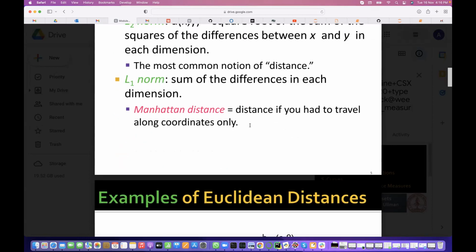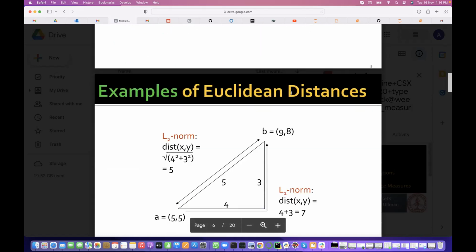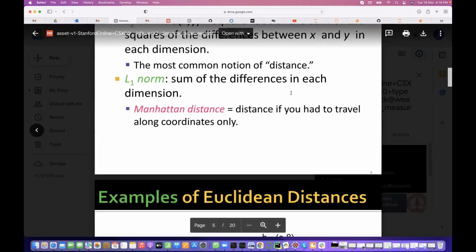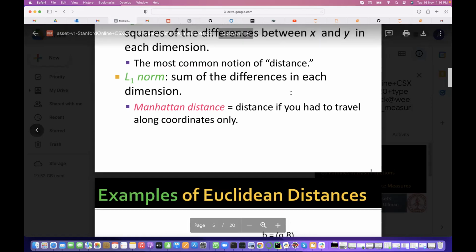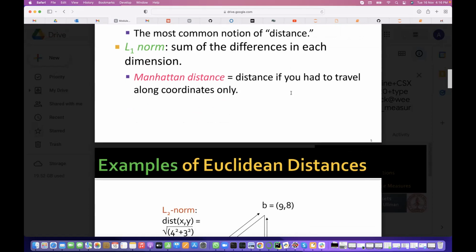L1 norm is simply modular distance. In each dimension, how much they differ, add them. Sum of the differences in each dimension. Manhattan distance, as if you had to travel along coordinates only. The distance you get along the coordinates is the Manhattan distance, which we defined already in data mining.